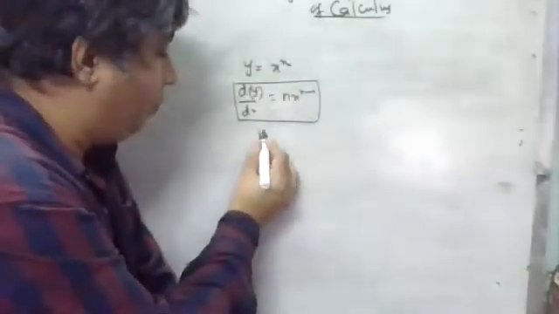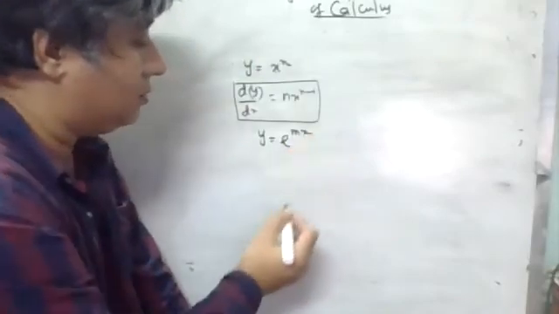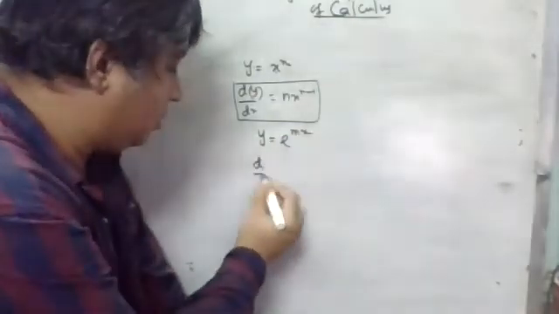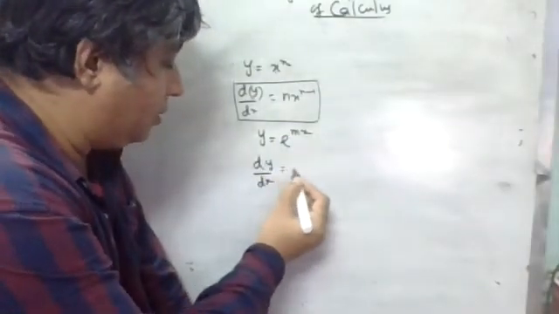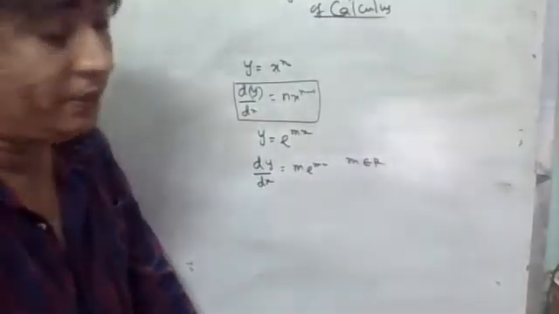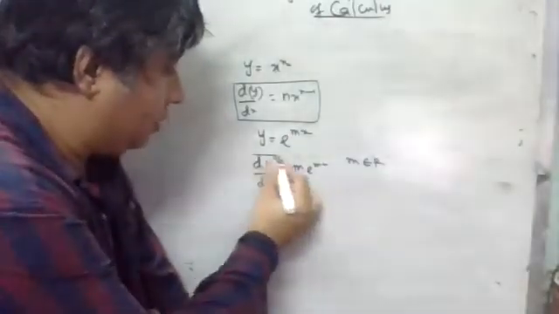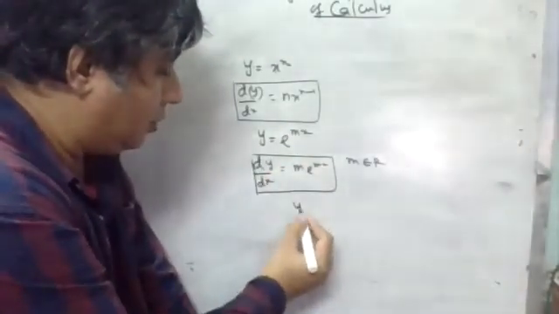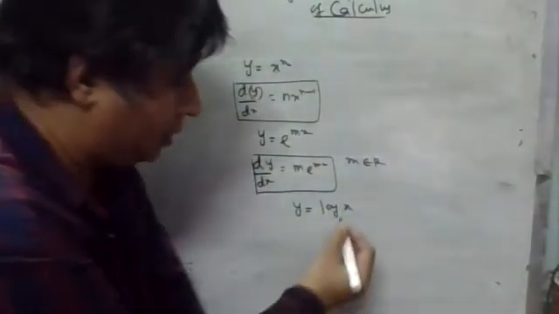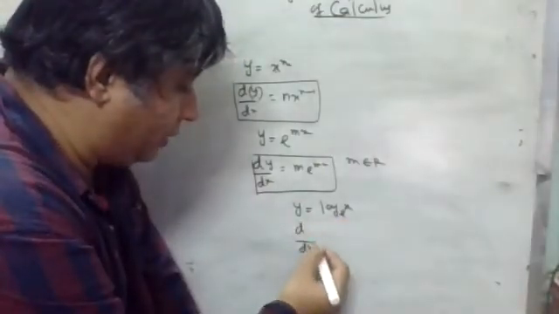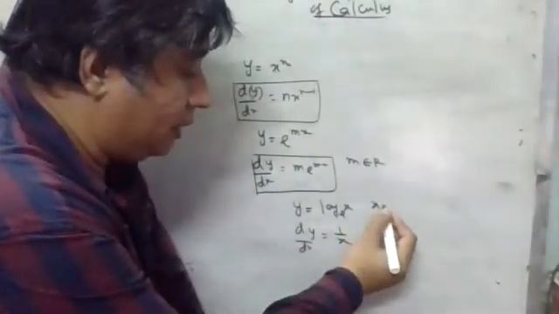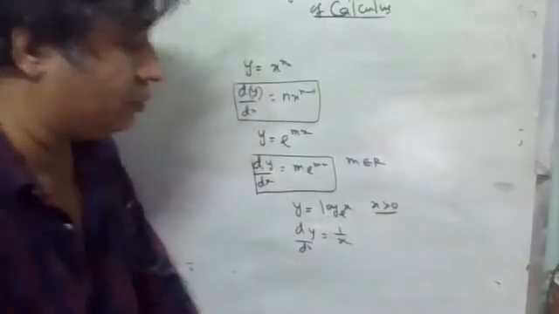In the same manner, if y is equal to e to the power mx, then d/dx of y is m e to the power mx. Must remember m belongs to the real numbers, not complex numbers. Y is equal to log x to the base e, then d/dx of y is 1 by x. Must remember x must be greater than 0.